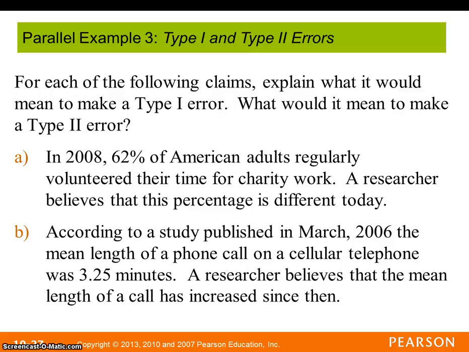and what it would mean to make a type 1 error and a type 2 error. So in 2008, 62% of adult Americans volunteered their time for charity work. A researcher believes that this percentage is different today. That's part A. And B is, according to a study published in March 2006, the mean length of a phone call is 3.25 minutes, and a researcher believes that the mean length of a call has increased since then.